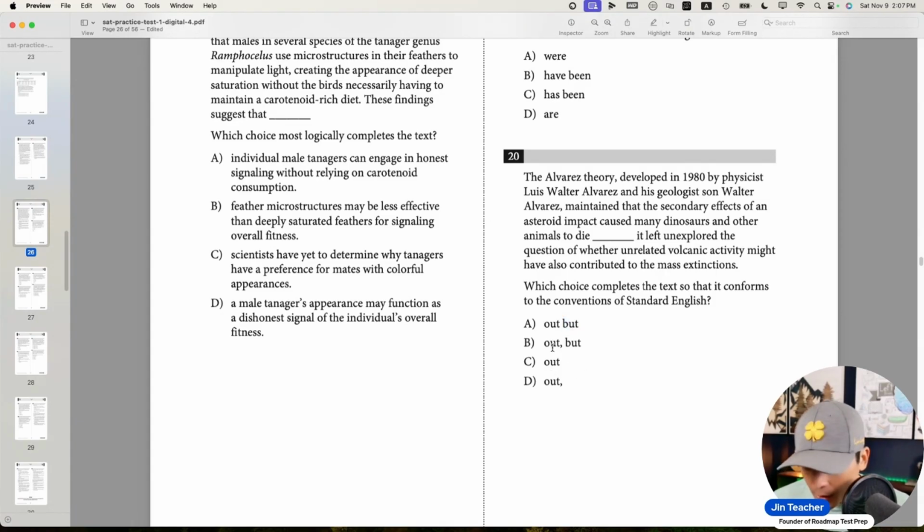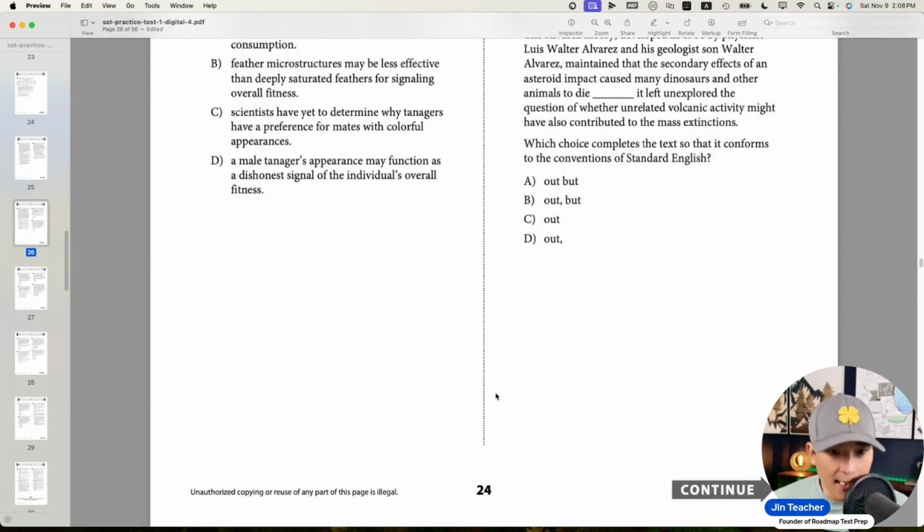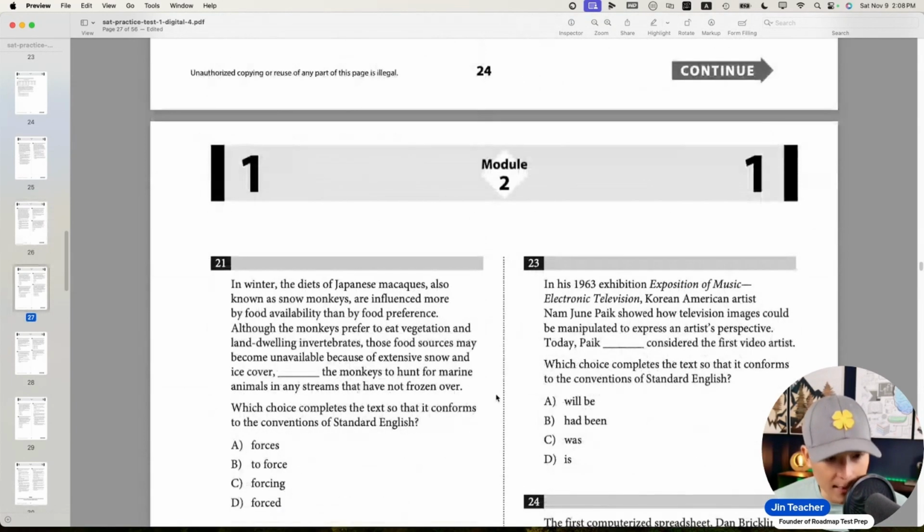And so this is why you know that B would be the correct answer for this question. Okay, so again, you guys kind of see what we're doing here, right? B would be the correct answer because it's the one that creates a grammatical sentence.